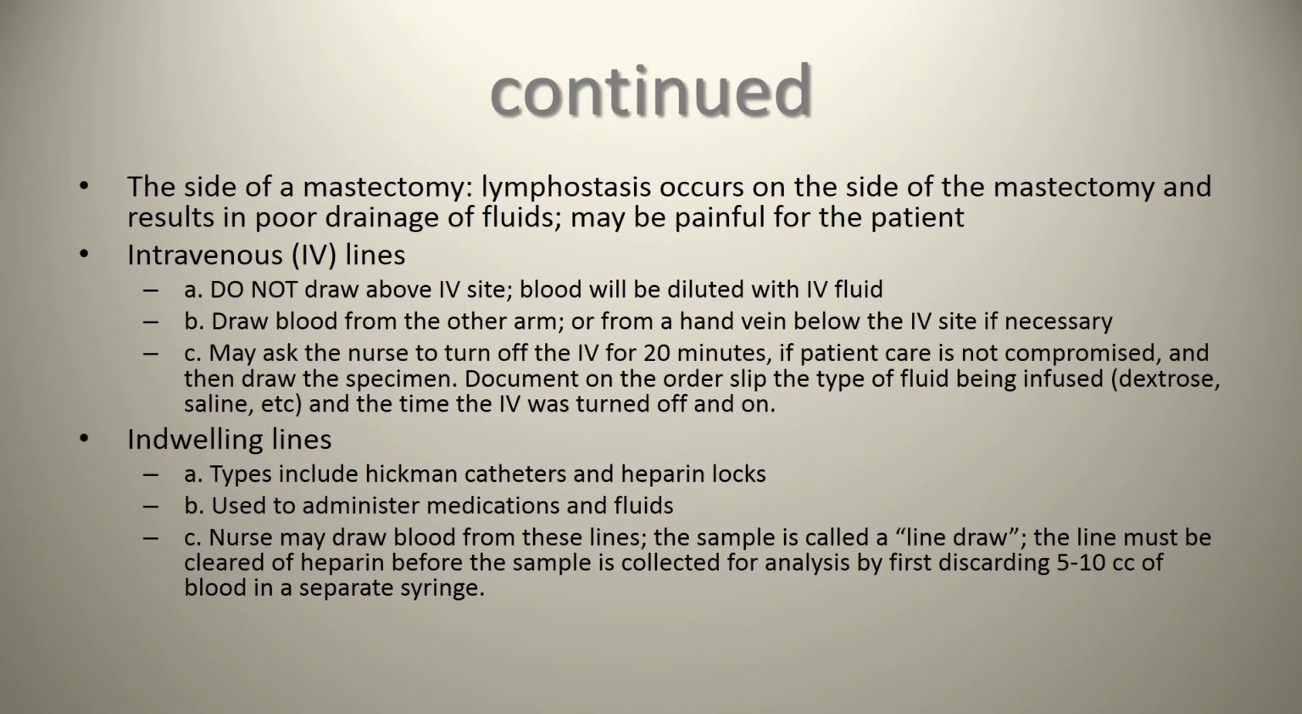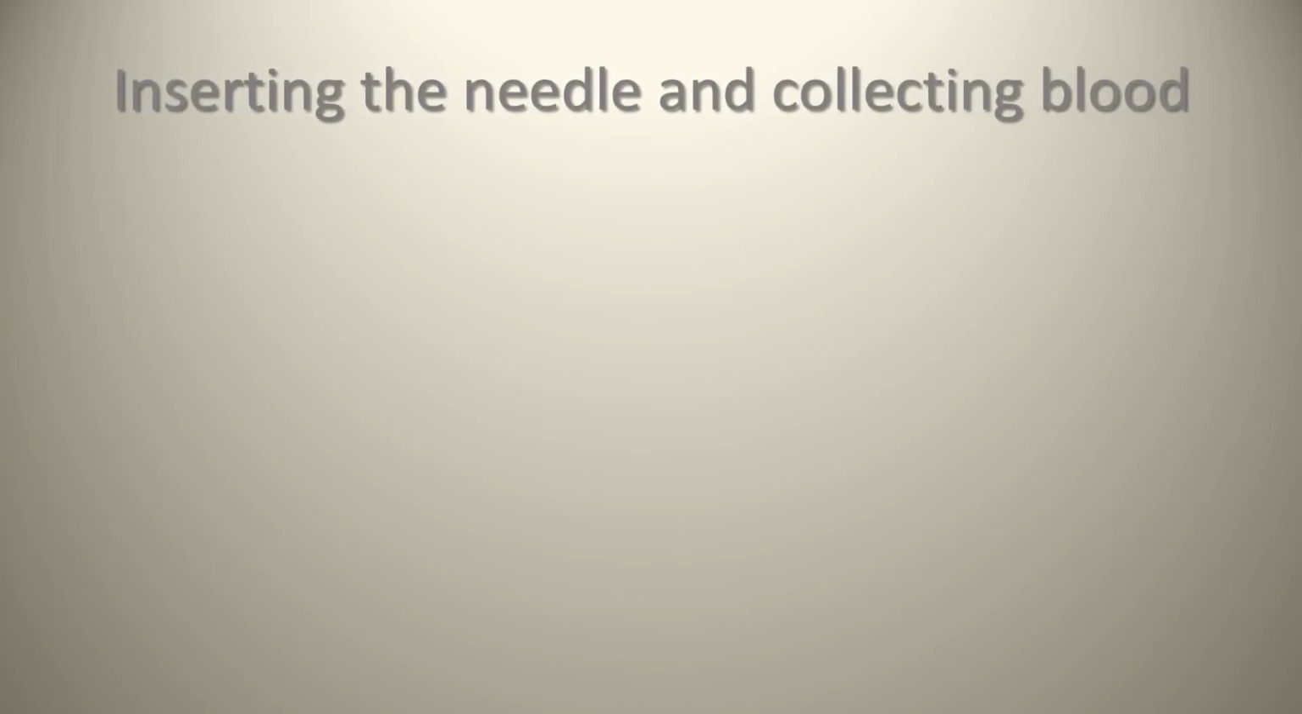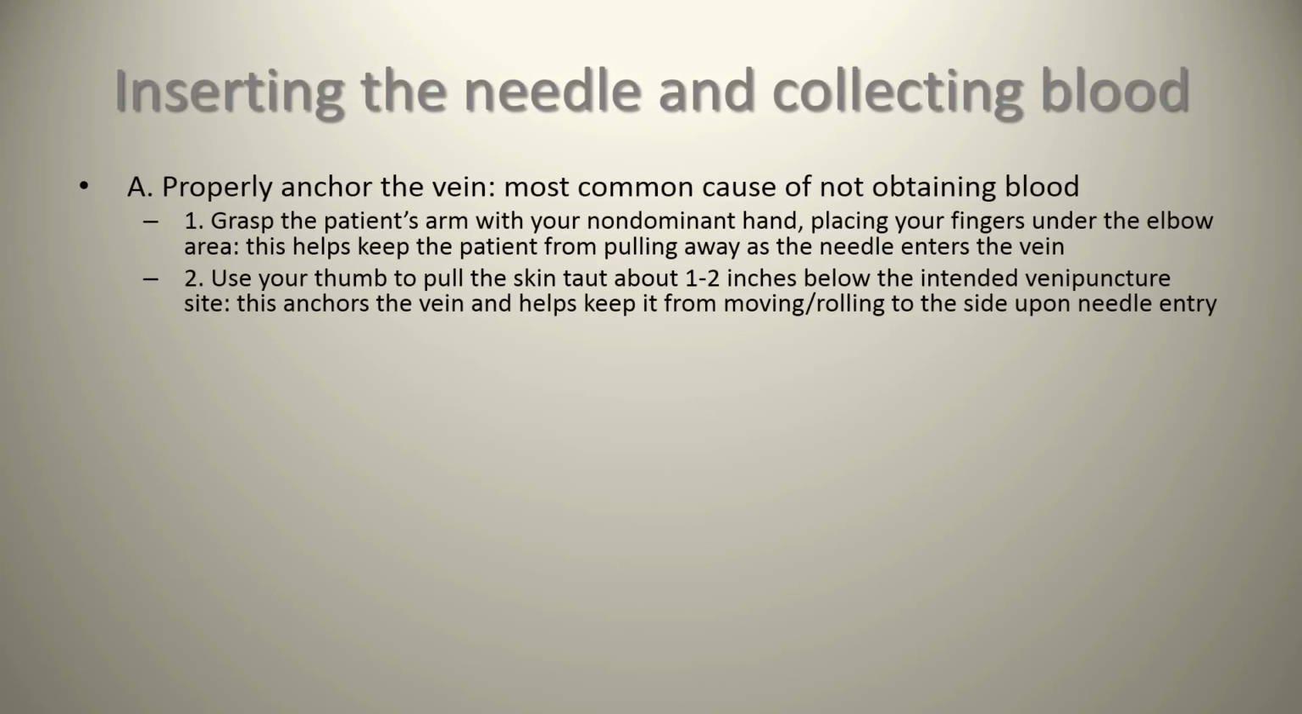Properly anchor the vein. The most common cause of not obtaining blood is not properly anchoring the vein. The vein rolls on you. So number one, grasp the patient's arm with your non-dominant hand, placing your finger under the elbow area. This helps keep the patient from pulling away as the needle enters the vein. Use your thumb to pull the skin taut about 1 to 2 inches below the intended venipuncture site. This anchors the vein and also helps keep it from moving or rolling around upon needle entry.